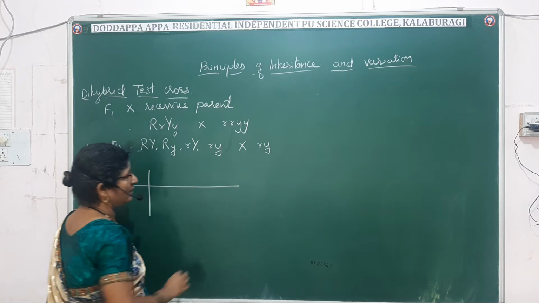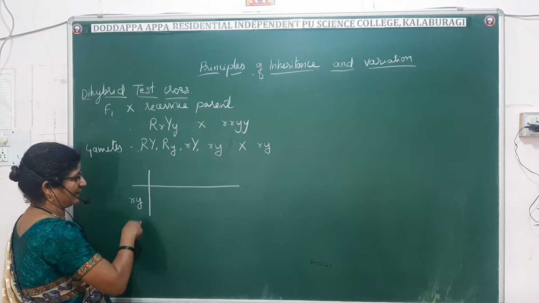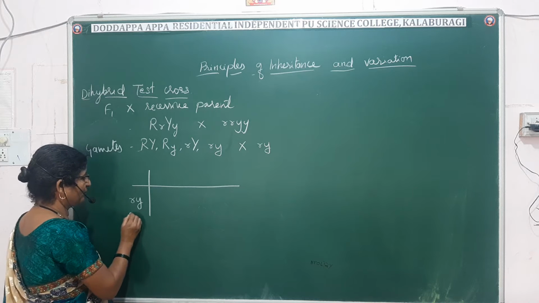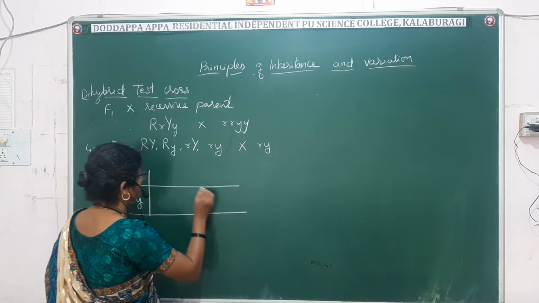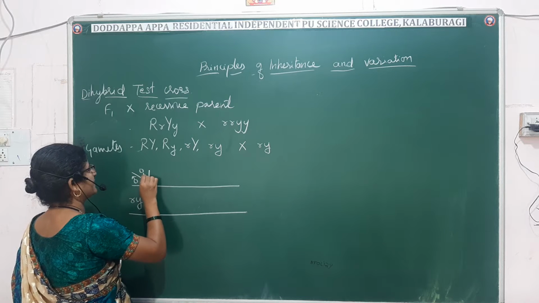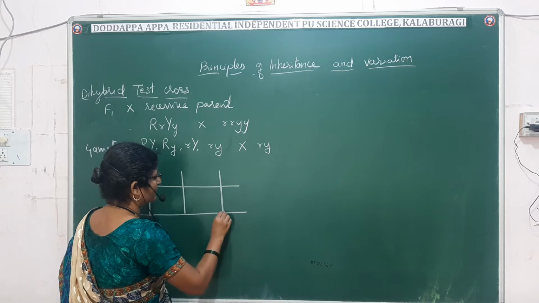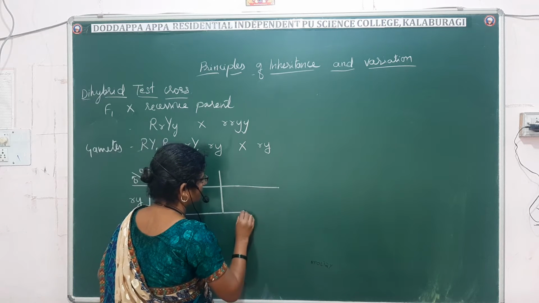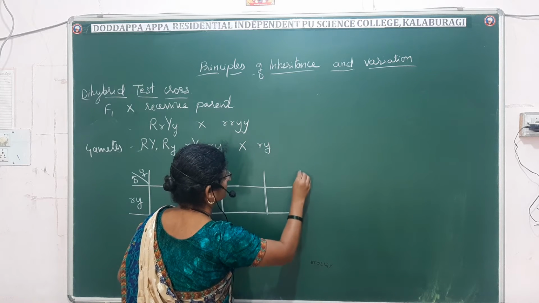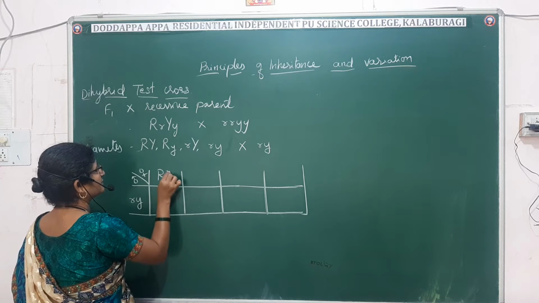How many gametes are there? Those many rows and columns you have to draw. So here I am taking only one gamete, because all the progenies which we are getting are the same, and there is no need for us to write all those. Now let me take this as male and this as female. Let me draw 4 columns. Write all the 4 gametes.